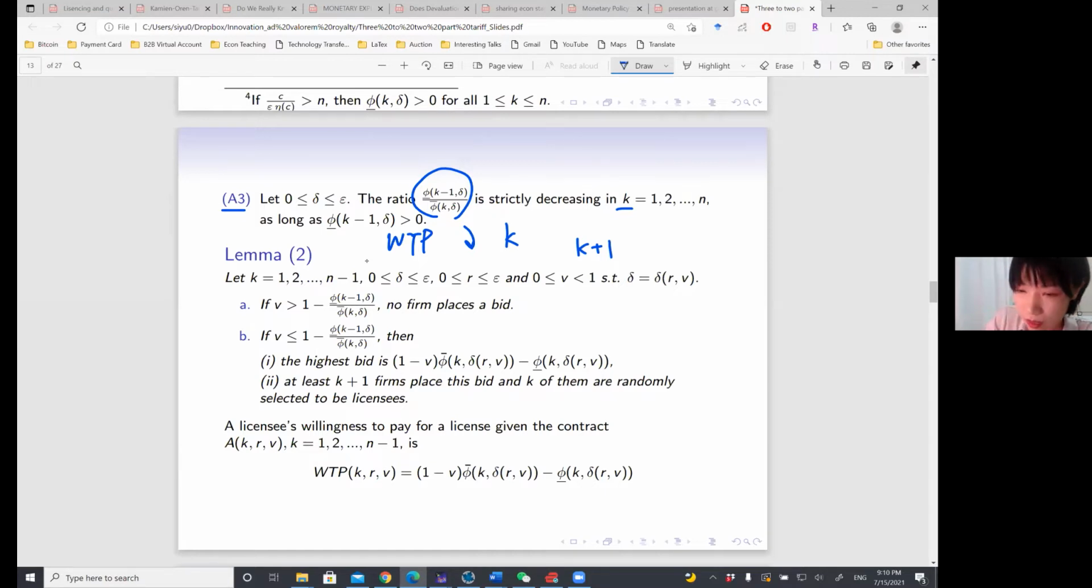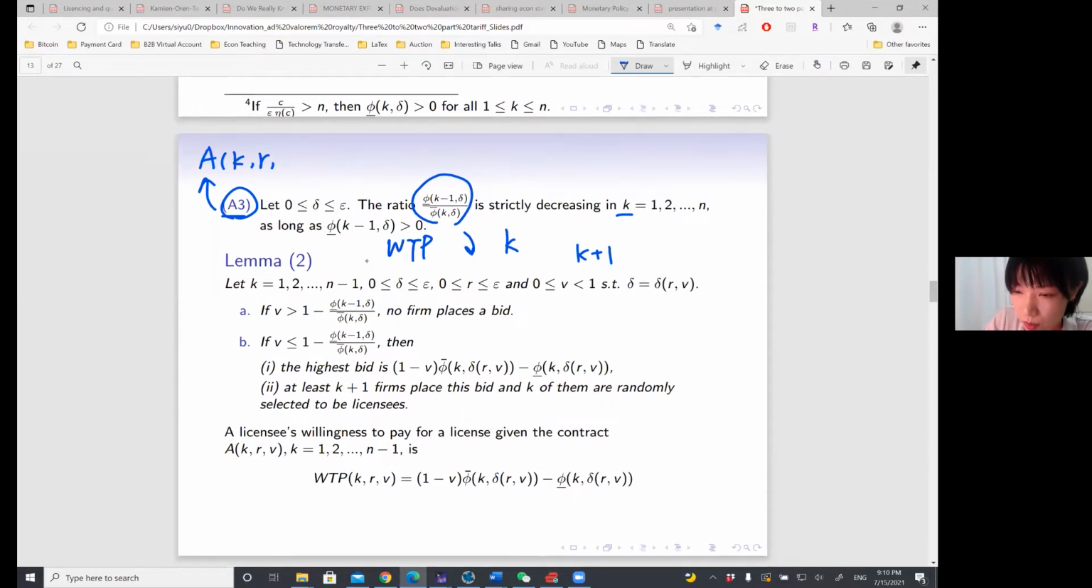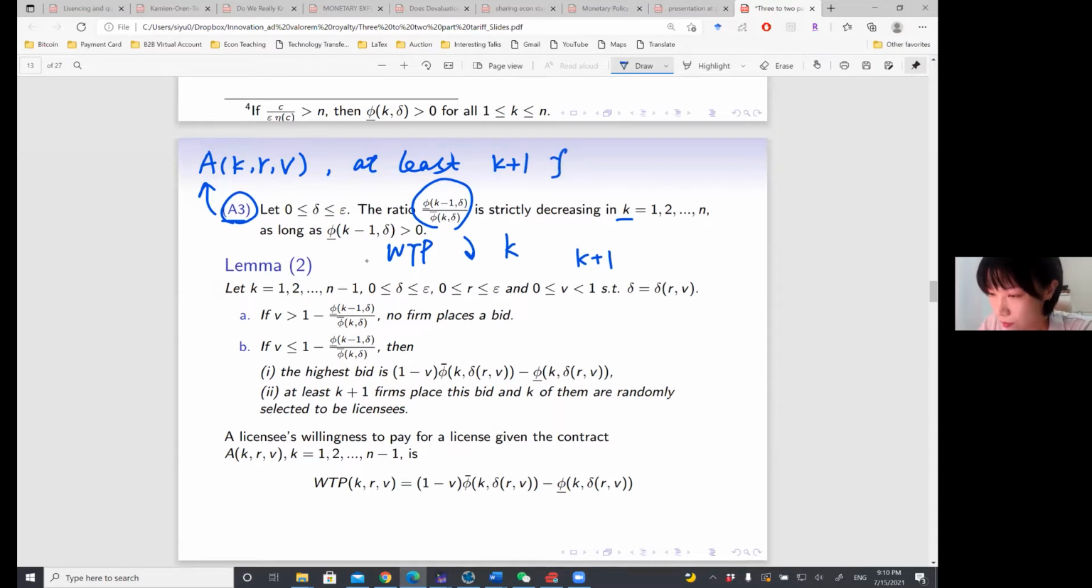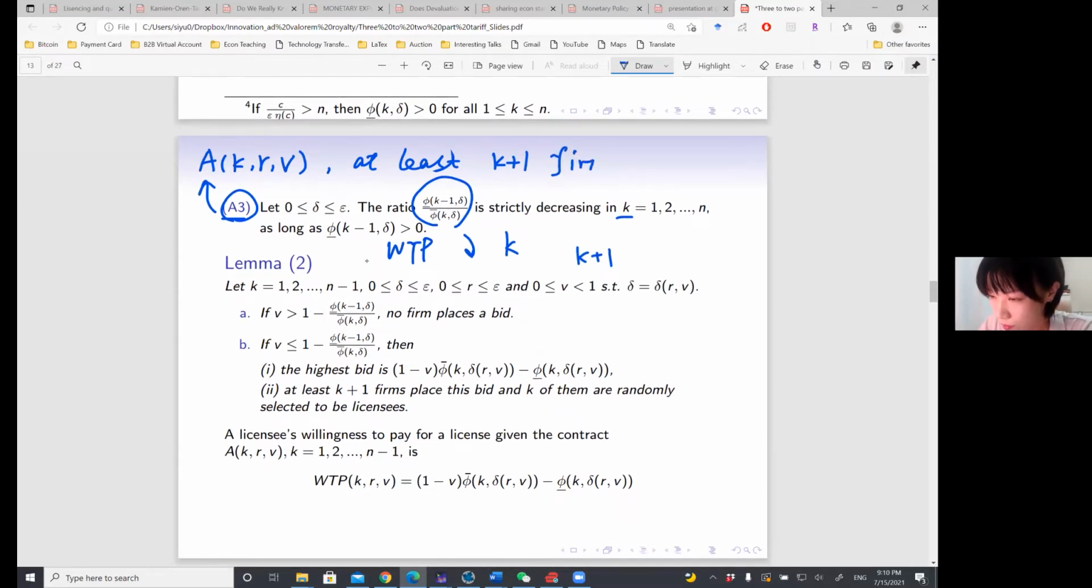Okay, so let me emphasize. A3 guarantees that if it's a contract with K licenses, then at least K plus 1 firms will place a bid. That's Lemma 2. Oh, okay. Thank you, yes. Okay, with this assumption, we have Lemma 2.